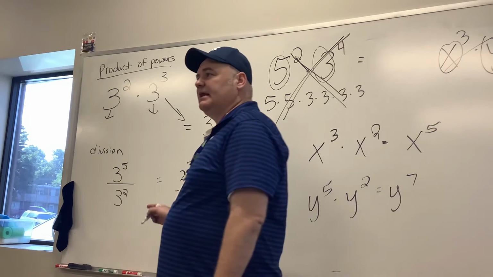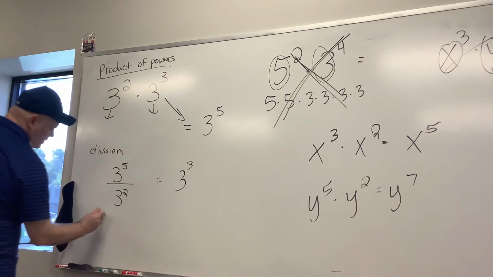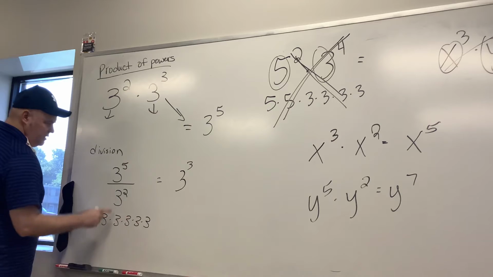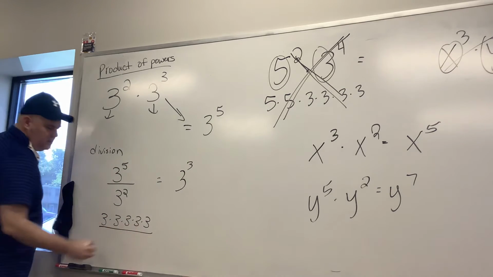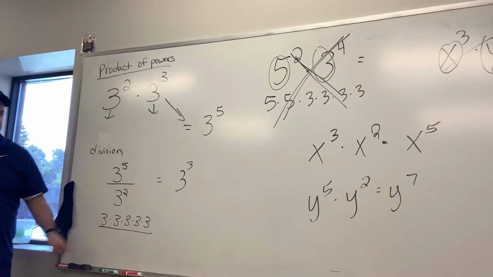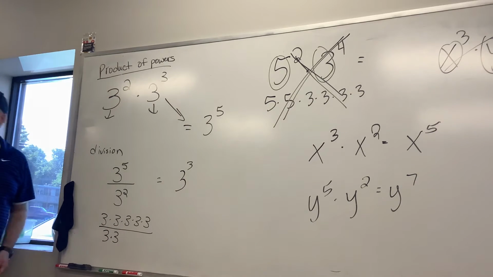And if I were to spell it out, write it long form, 3 times 3 times 3 times 3 times 3, that's 3 to the 5th. We all in agreement there? This is 3 to the 5th. And then 3 squared would look like that. But we don't have to write it out like that. No, but I'm showing why it works that way.